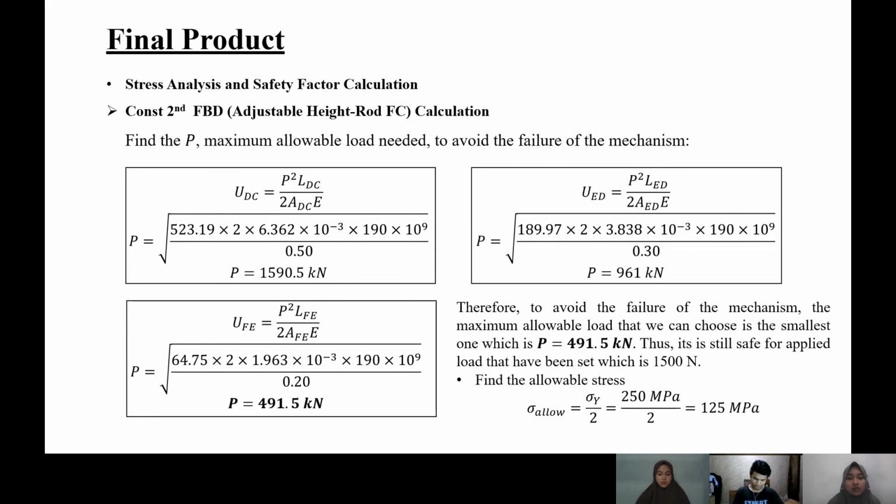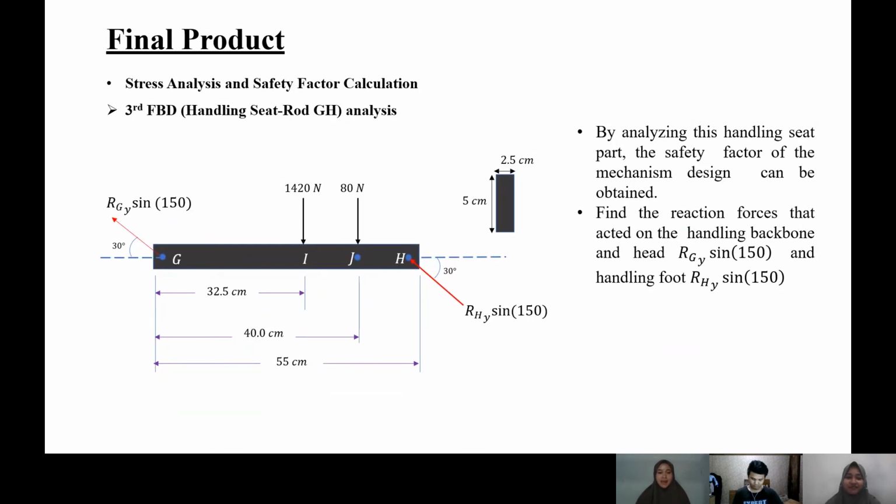Here, we can find the allowable stress by using the yield stress formula. Therefore, the allowable stress is equal to 125 megapascal. As explained by Lila, she has explained the two parts of the critical point in this mechanism design, and the last part is the most critical part, which is the handling set, rod GH analysis.